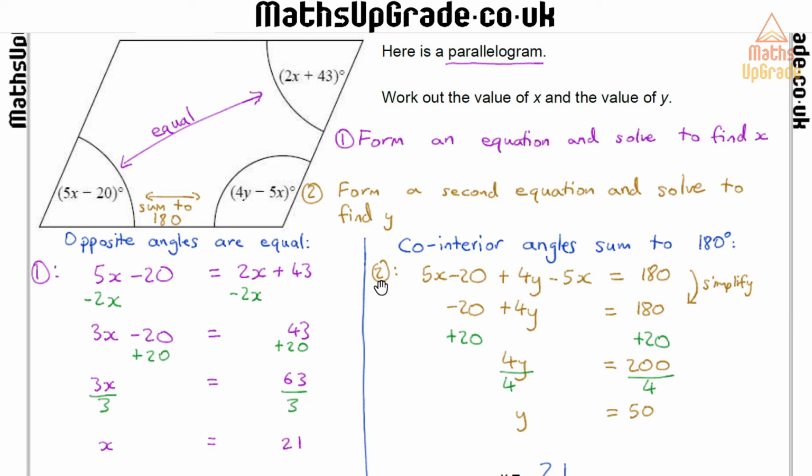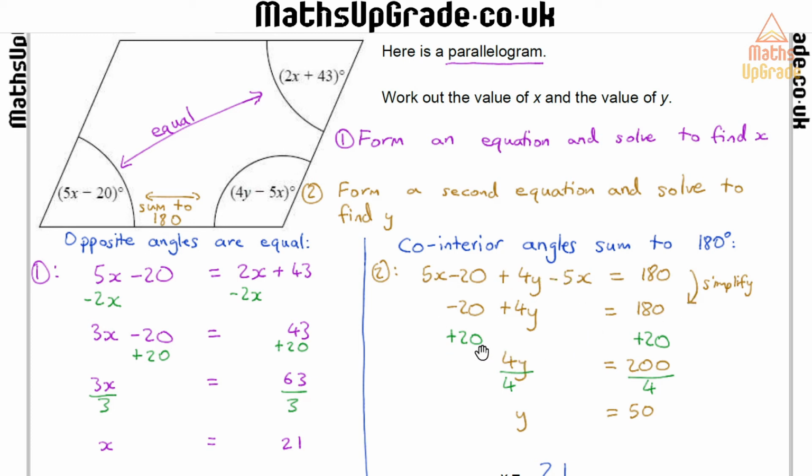So I can do 5x minus 20 add 4y minus 5x equals 180. Now if I just tidy up this equation by collecting like terms, well, this 5x cancels with this negative 5x, so I'm left with negative 20 plus 4y. That equals 180, because these two terms have cancelled each other out. 5x cancels out negative 5x.